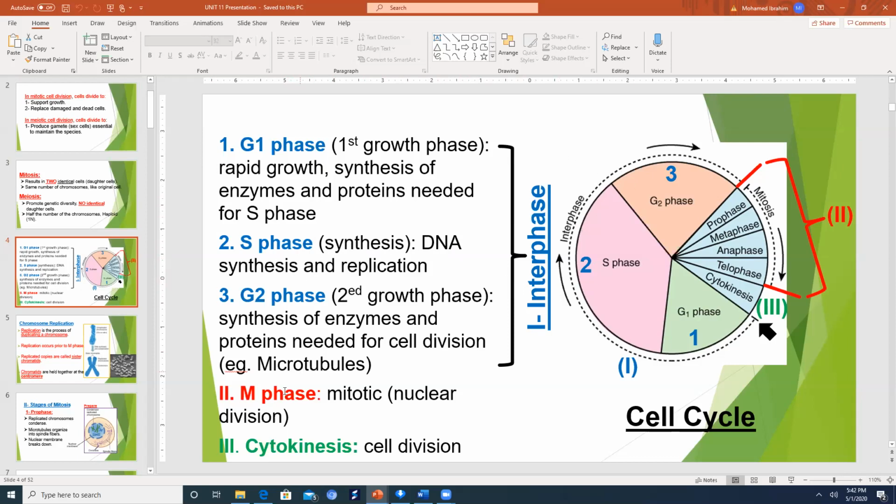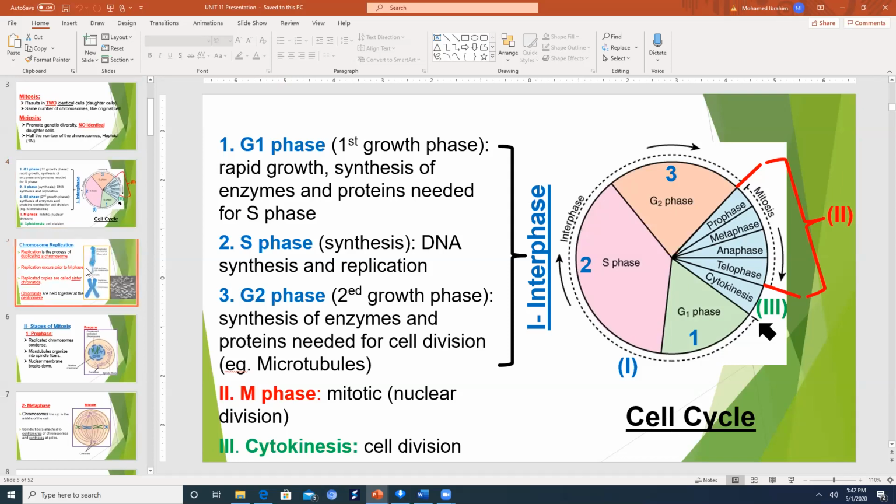The second phase, we call it M phase, or mitotic phase. And this is where the nucleus is dividing. And then the third, we call it cytokinesis, where the cytoplasm is dividing, okay? What else do you need to know here?